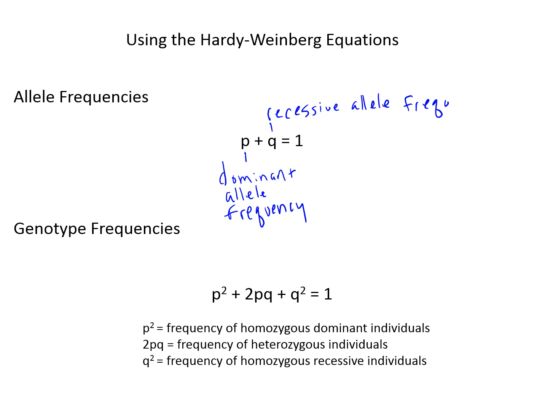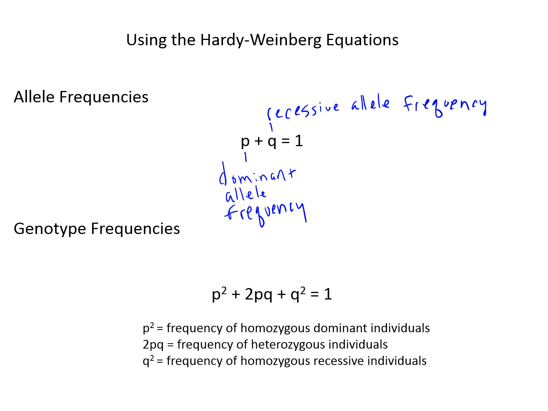So basically what this means, if we know the frequency for either of those alleles, we can solve for the other pretty easily because they have to add up to equal 1. The equation for the genotype frequencies is p squared plus 2pq plus q squared equals 1. And we know that p squared represents the frequency of the homozygous dominant individuals. The 2pq represents the frequency of the heterozygous individuals. And then the q squared represents the frequency of homozygous recessive individuals.